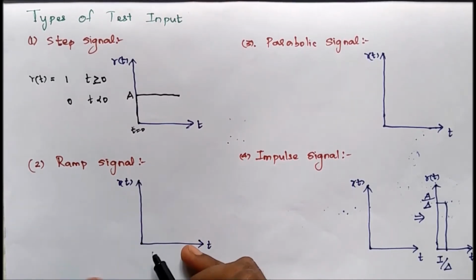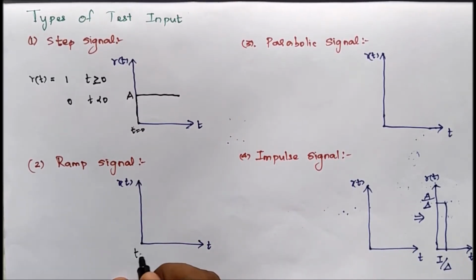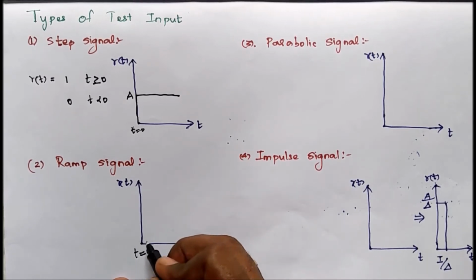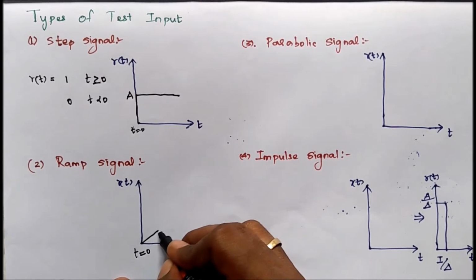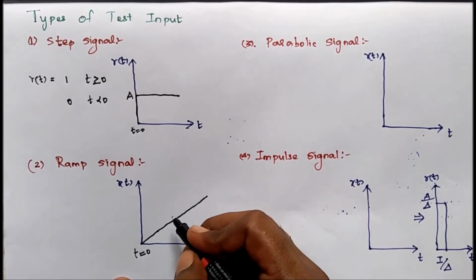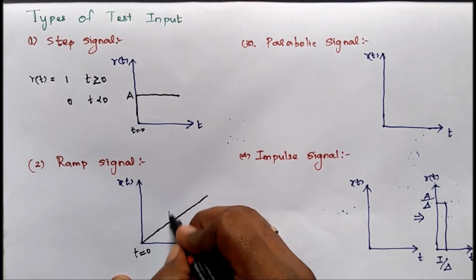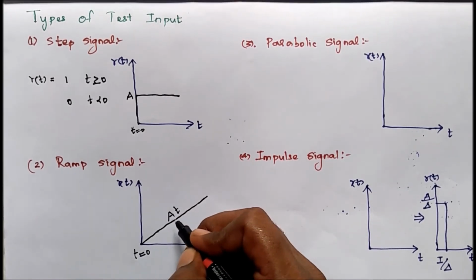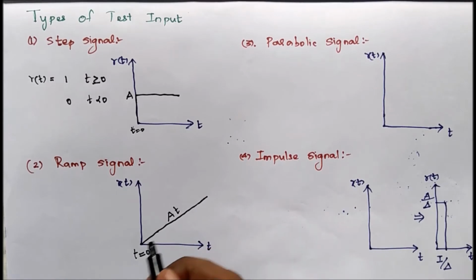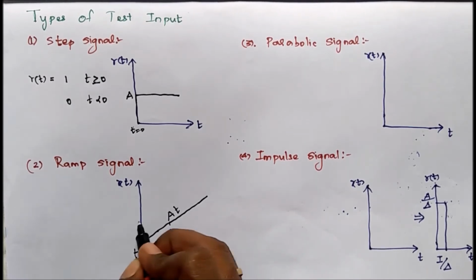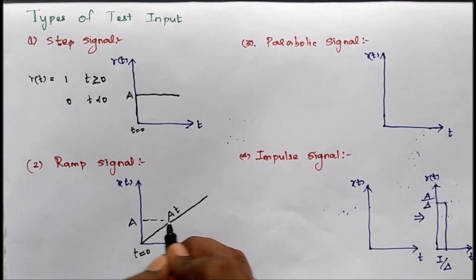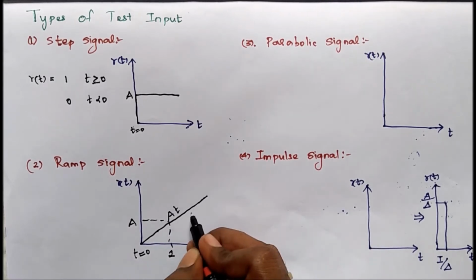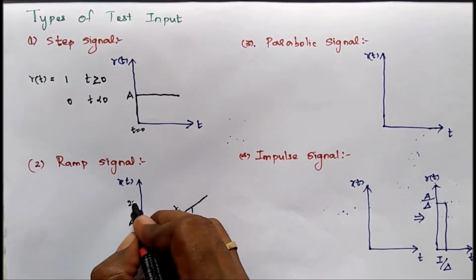Next one is the ramp signal. A ramp signal starts at t equal to 0. Then when t is greater than 0, it continues its magnitude like this. So we can say when time increases, its magnitude increases like this. Suppose t equal to 1, then its magnitude will be A. Suppose t equal to 2, then its magnitude equals 2A.